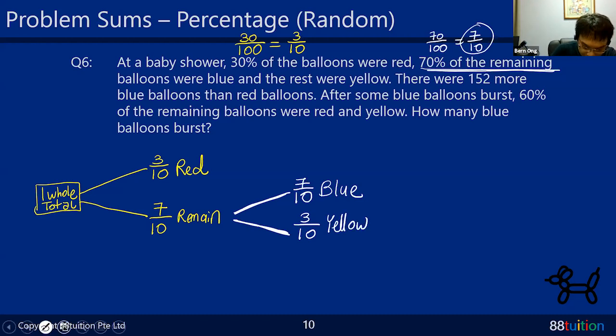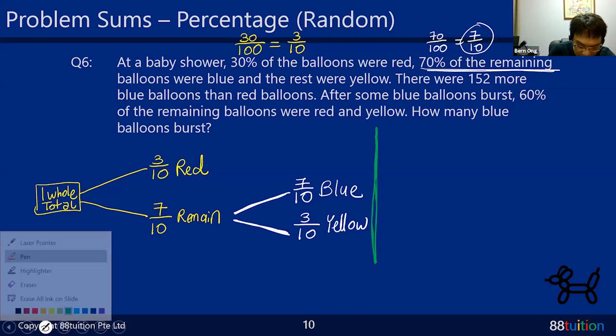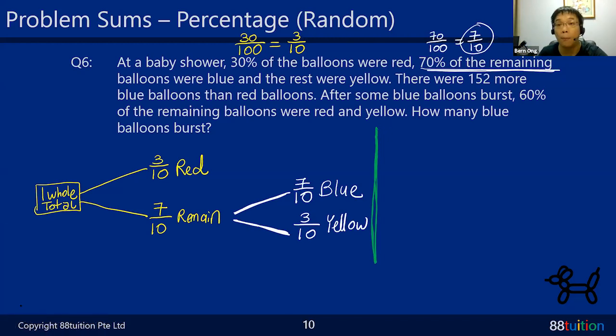All right. And down here, we need to bring the fraction up to the same level for comparison. Very important. So how? At this moment, I do not have the total. That's okay. But I can find out what this fraction here is. I need to bring this fraction up to the same level.